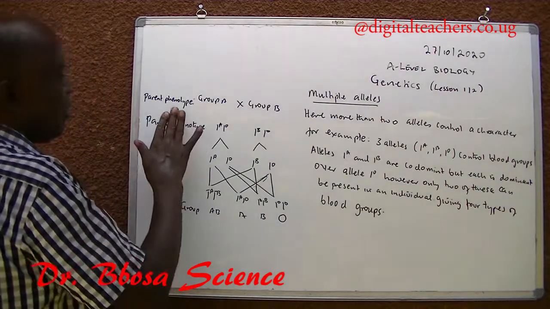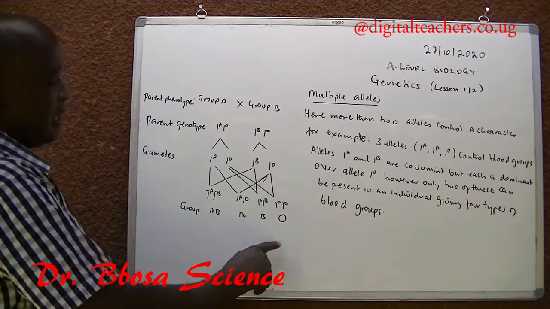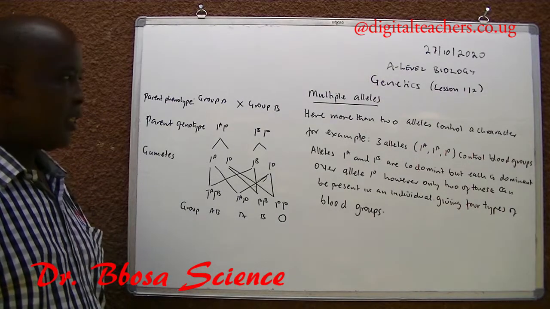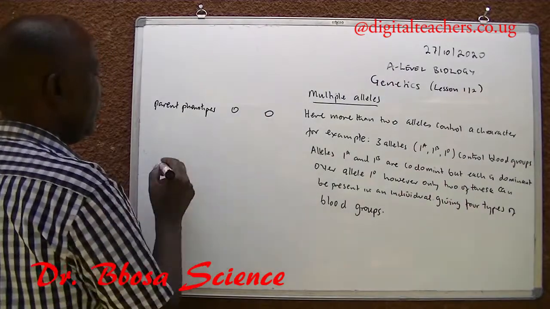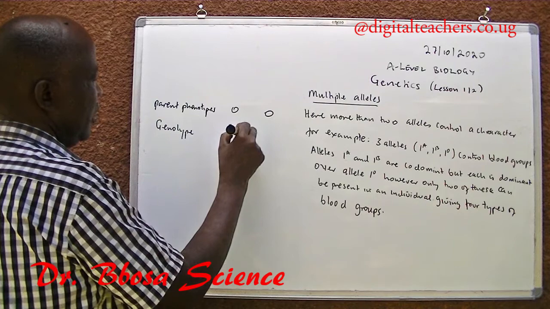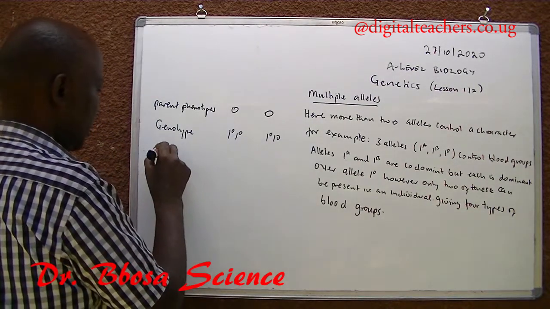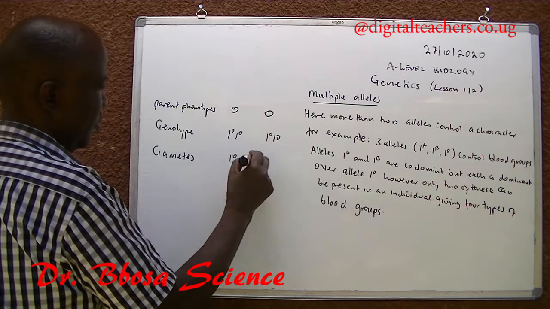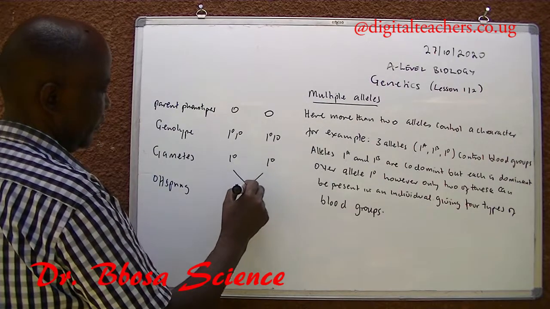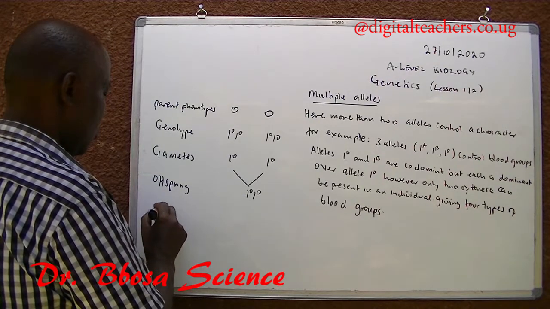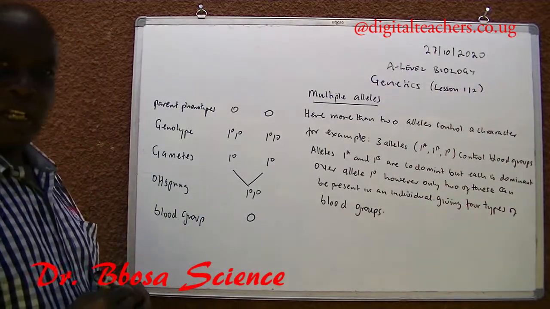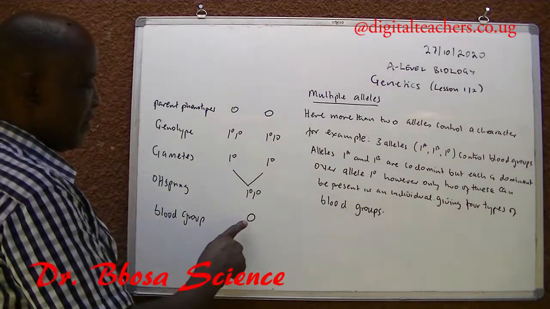If a person of blood group A marries a person of blood group B, then there is a probability of producing offspring of each of the blood groups we have. If a person of blood group O marries a person of blood group O, then the genotype is IO IO, then the gametes is IO, then the offspring will be IO IO, then blood group of offspring will be O. If two parents with blood group O marry, all their children must be blood group O.